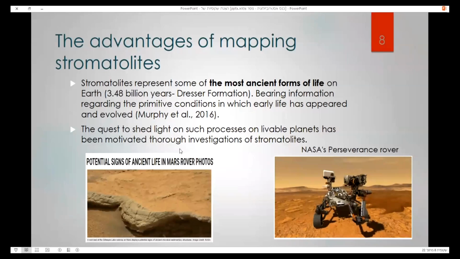First of all, stromatolites represent some of the most ancient forms of life on Earth, dating back 3.5 billion years, and they bear information regarding the primitive conditions in which early life appeared and evolved. And the quest to shed light on such processes on livable planets has motivated thorough investigations of stromatolites, such as NASA's investigation that the Perseverance rover is conducting now.